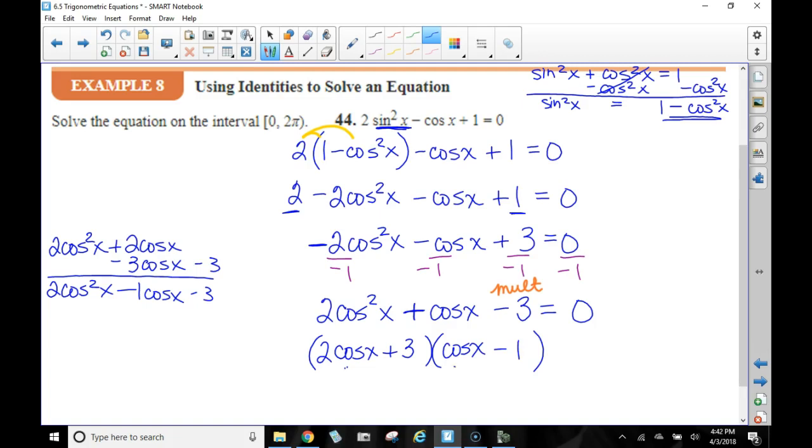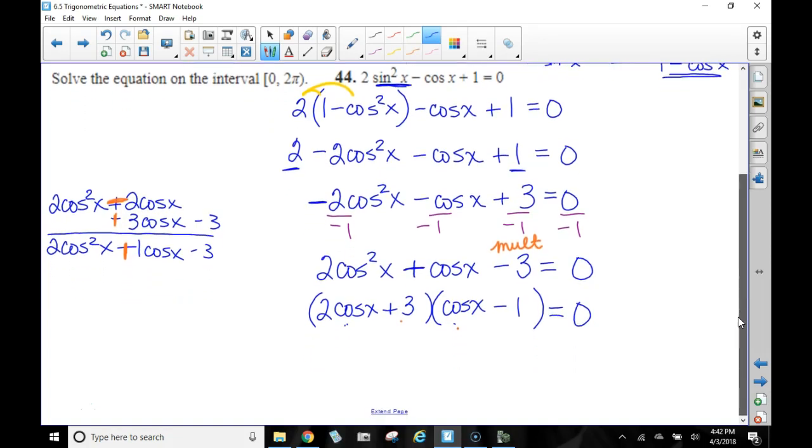That would give me 2 cosine x. Outer times outer is actually going to give me a negative 2 cosine x. Inner times inner is going to give me a positive 3 cosine x. Now, when those combine, that gives me a positive 1 cosine x. All right, I'm liking this. Y'all liking all of this? And then we'll bring down the equals 0. Now that we've got that factored correctly, hooray, we are ready to split this apart.